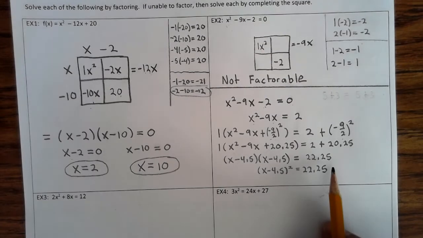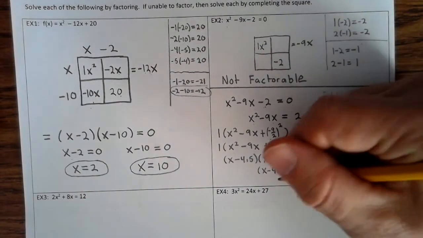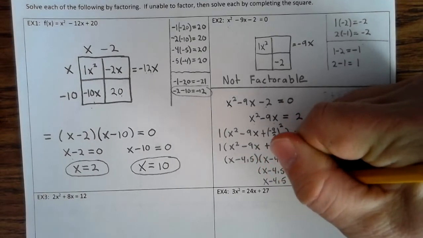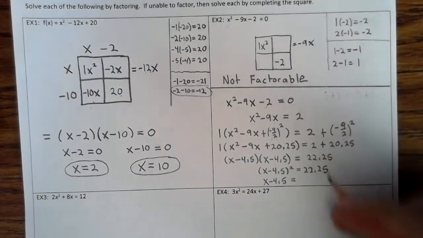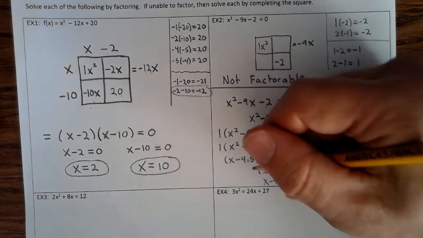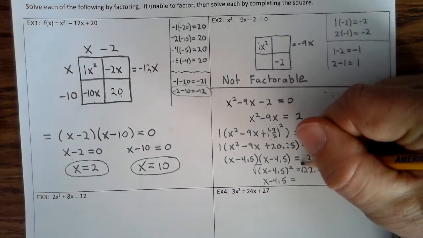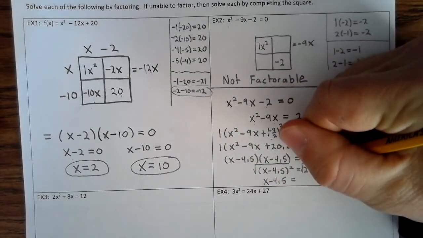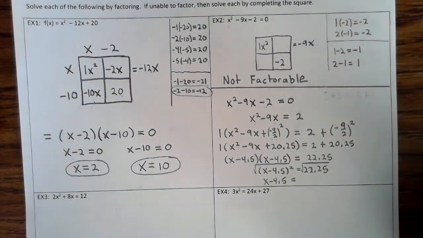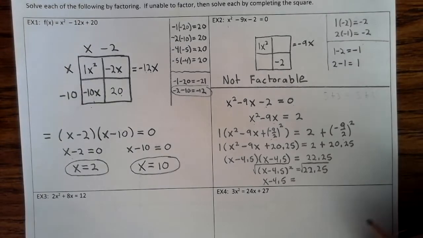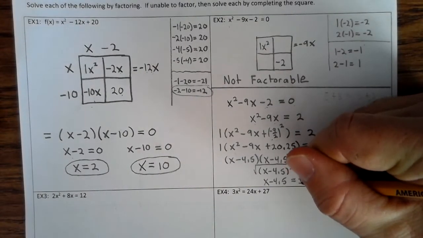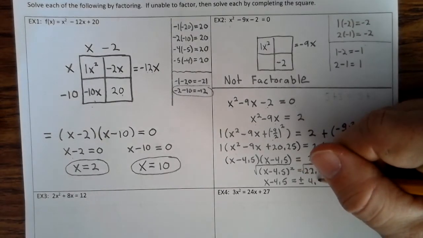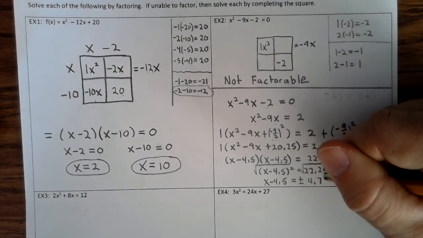Square root both sides, so you get x minus 4.5 equals the square root of 22.25, which is plus or minus 4.7.